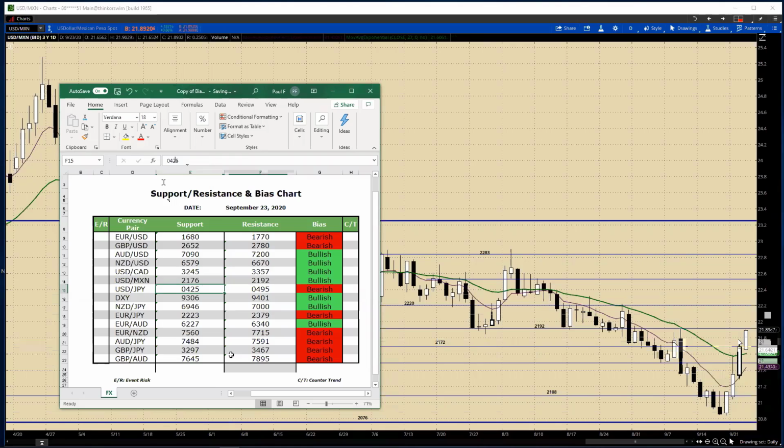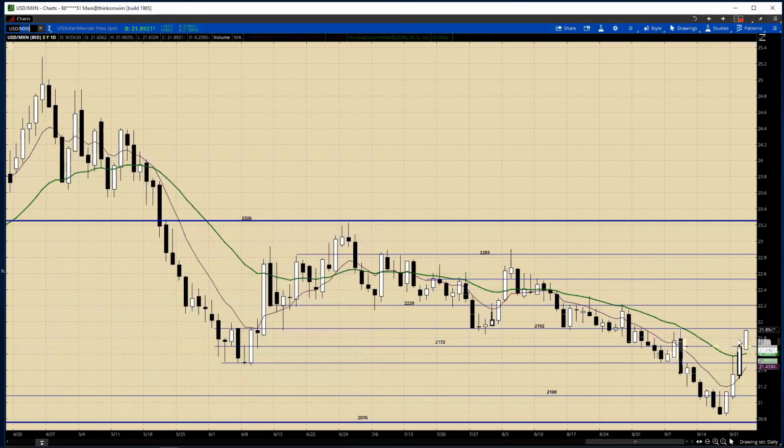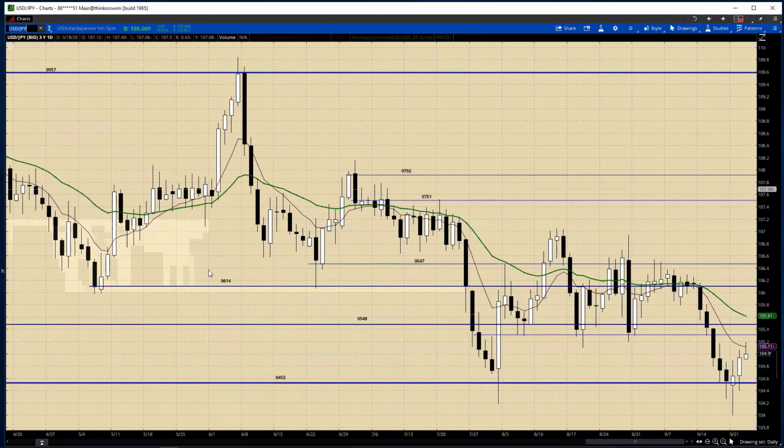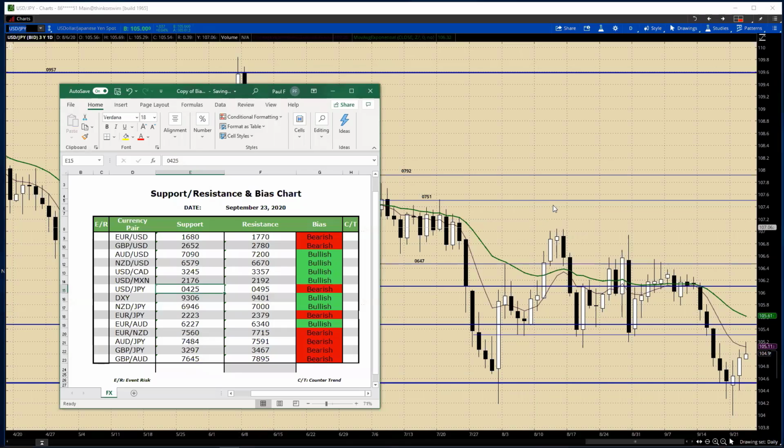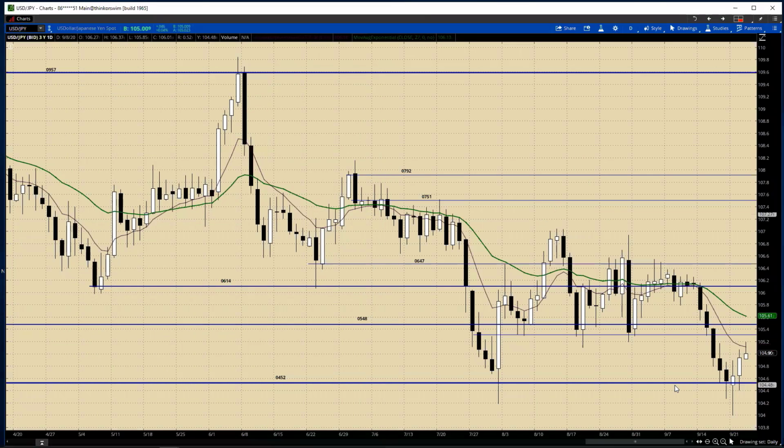Let's go and move now to the dollar yen. So yesterday we had a resistance of 495, but they did get up to 507, and I had 495, so that wasn't too bad. And then they backed down and closed at 492, but they've reasserted themselves here.